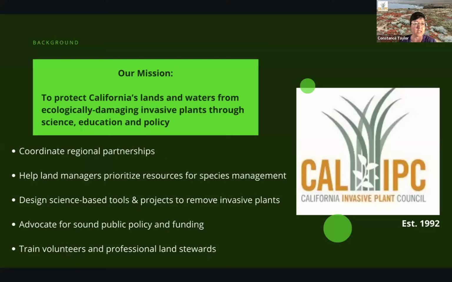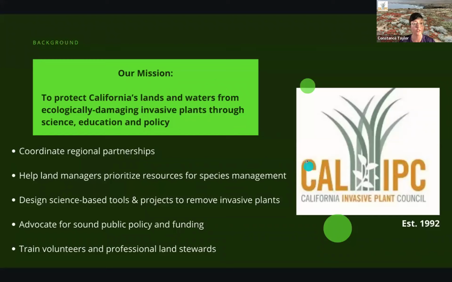And the mission of Cal IPC is to protect California's lands and waters from ecologically damaging invasive plants through science, education, and policy. And we primarily focus on wildland weed management, not agricultural weed management, which is a very different beast. So we're not literally out in the world removing the weeds ourselves. What our organization does is we help grease the wheels and smooth the path for all kinds of other organizations around the state to do this type of on-the-ground work.